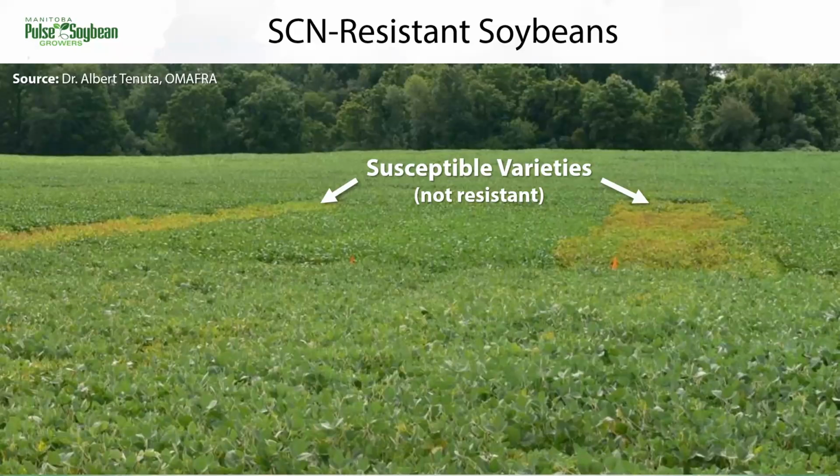Here's a photo from Ontario just showing that difference that a resistant variety can truly make in an SCN-infested field. So the sunken patches in this photo, those are varieties without resistance, and then the rest of the field has the resistance worked in. And you can see it's making a pretty big difference here, and we're seeing the difference it can make in above ground symptoms.